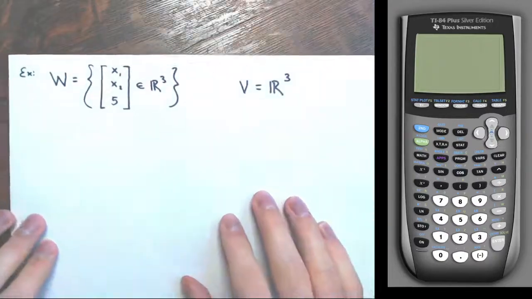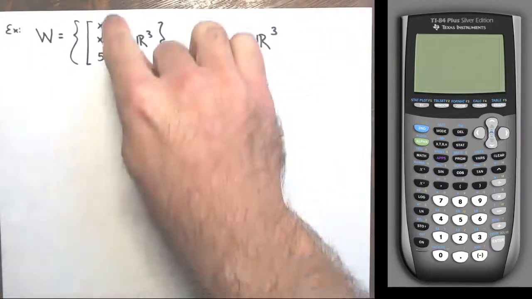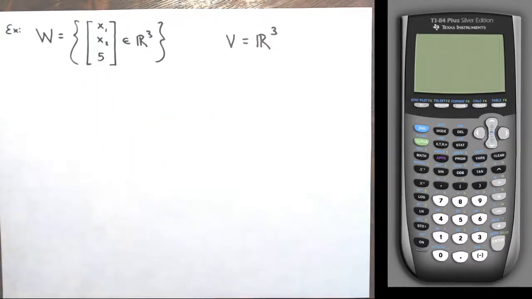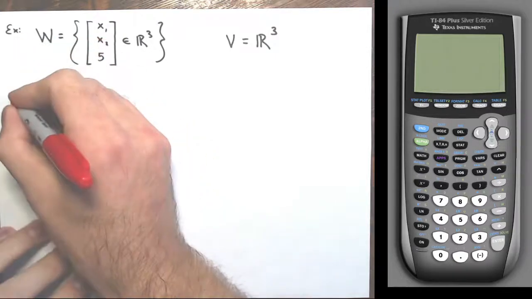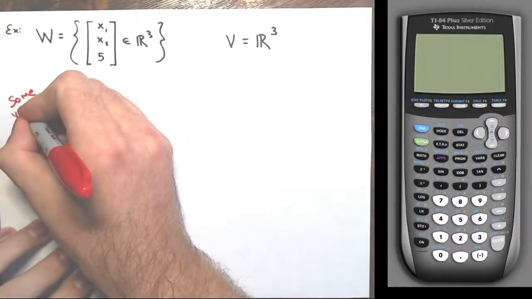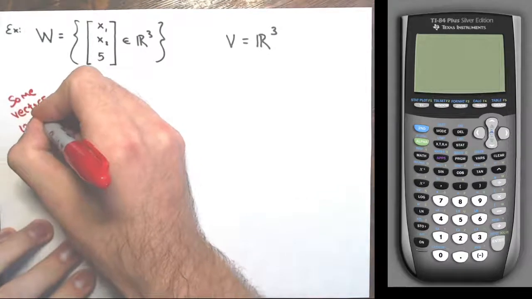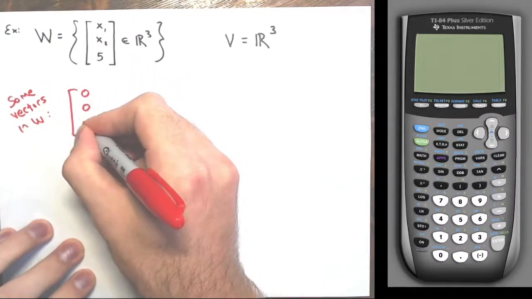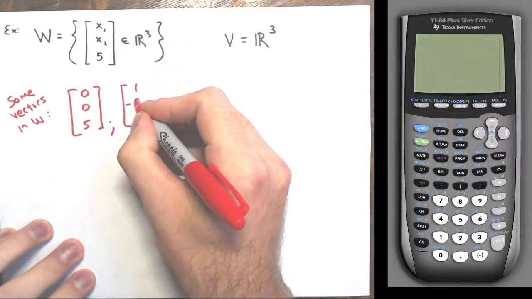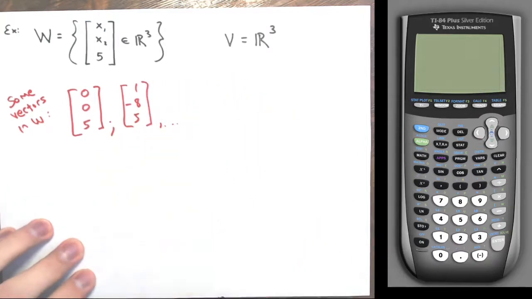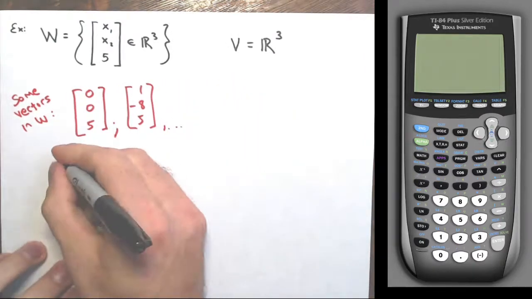All right, and finally, last example. W equals, again, a similar look, but this time the third component is always 5. So right away, you can probably tell this won't be a subspace of R3 because the 0 vector will not be in it. But let me put up some examples. Here are some vectors in W: 0, 0, 5. Again, some real number, then 5. 1, -8, 5, and so on. Lots of stuff. So it is not empty.